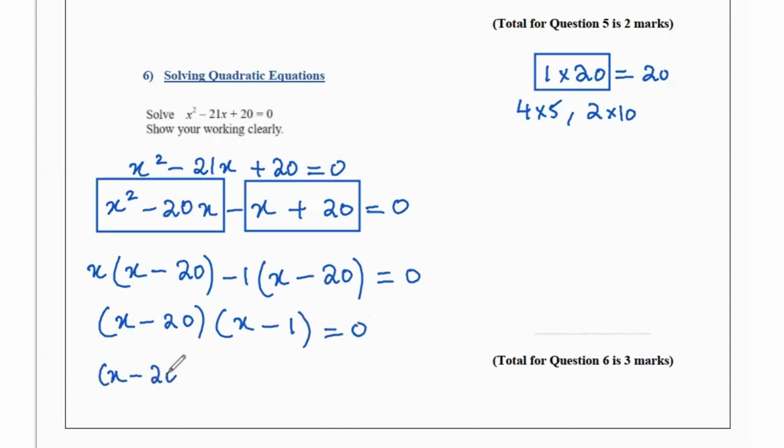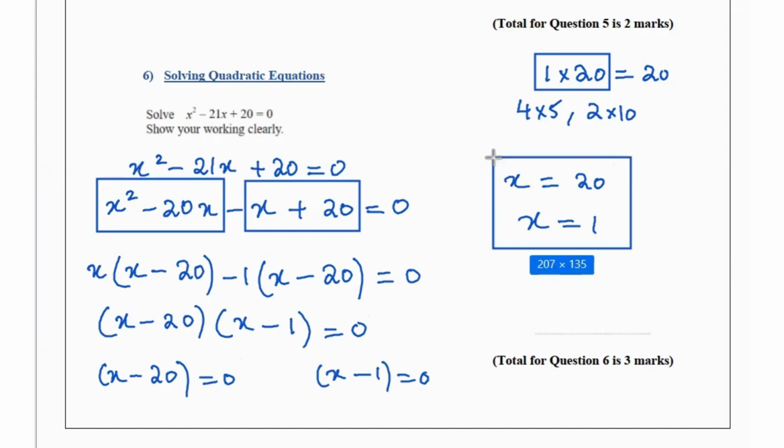x minus 20 equals 0. x minus 1 equals 0. So one value of x is 20 and the other value of x is 1. This is your final answer.